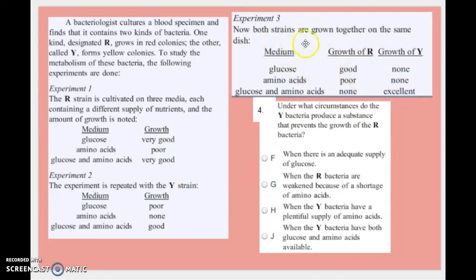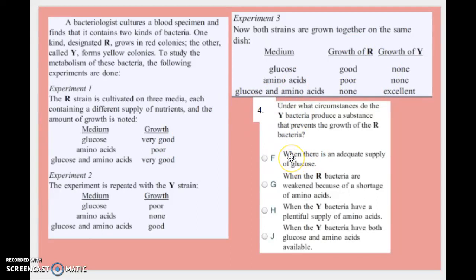So experiment 3 was the only one where it's growing together. The question asks, under what circumstance do the Y bacteria produce a substance that prevents the growth of the R bacteria? Well, that means it's not going to be told by just the ones done alone. We're looking at when they're growing together. Does the Y one prevent the R one from growing, and usually help itself? So we're going to look for a dramatic change between what they did by themselves and when they were together. And if you just look right away, you can actually see one that stands out a little bit, but we'll look at one at a time.